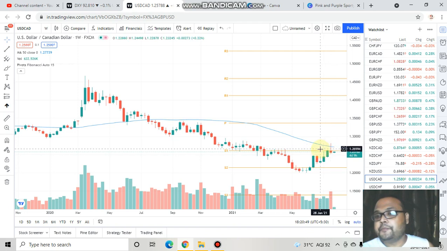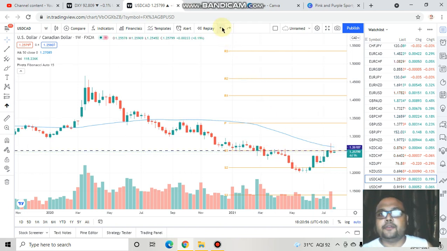And most importantly, the market failed to break the resistance level on the weekly chart. Therefore, this resistance level is very important for the market right now.